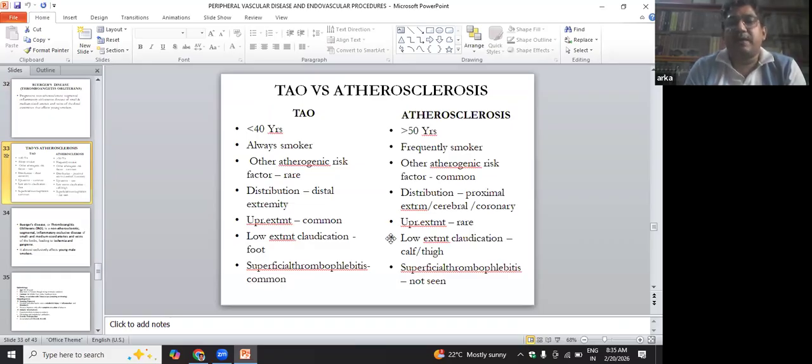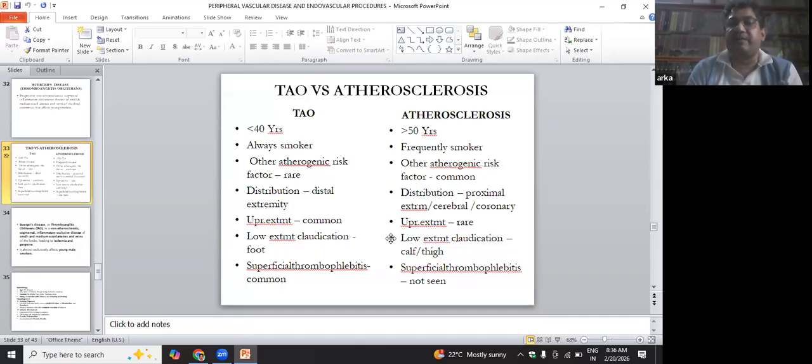Almost always smokers. In case of atherosclerosis, they are frequently smokers. Other atherogenic risk factors are rare in case of TAO, but in atherosclerotic disease, other risk factors are common. Distribution is mainly in the distal extremity in TAO, but in atherosclerosis, the distribution is proximal, and cerebral and coronary arteries are also involved. Upper extremities are also involved in case of TAO, but this is rare in case of atherosclerosis. Lower extremity, the foot, is mainly involved, which is very important in Buerger's disease.